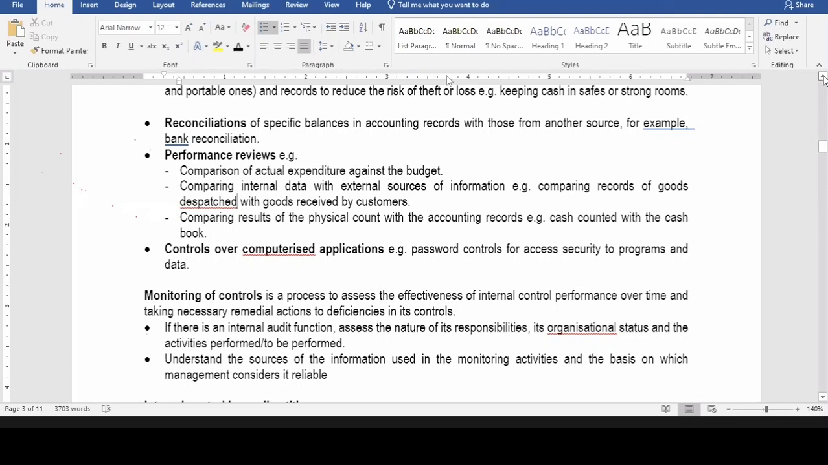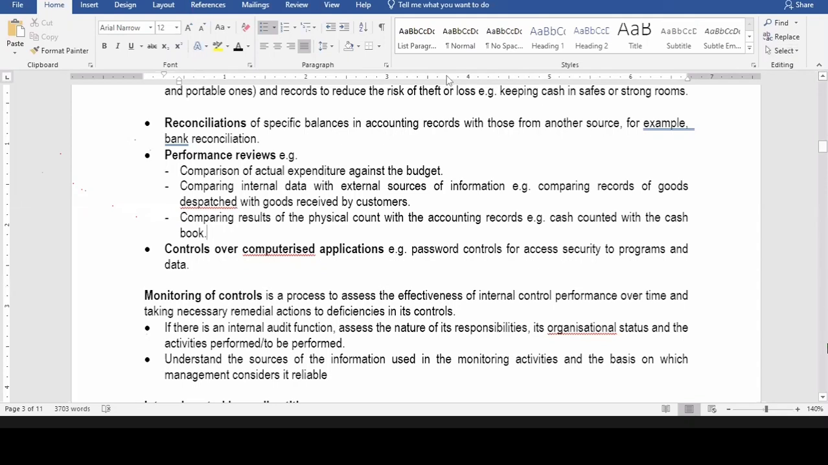So why do we monitor the control? Because we need to check whether we are still on course. In case there are weaknesses, then we improve the system. So this is the last element, the fifth one.